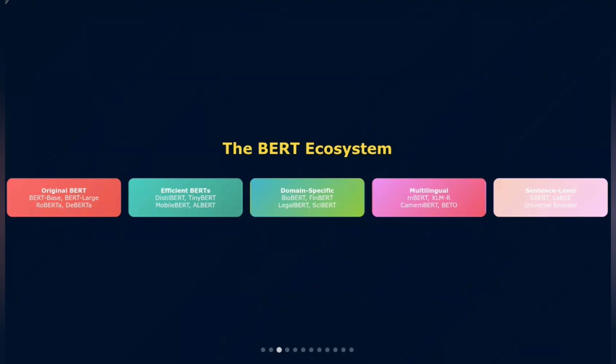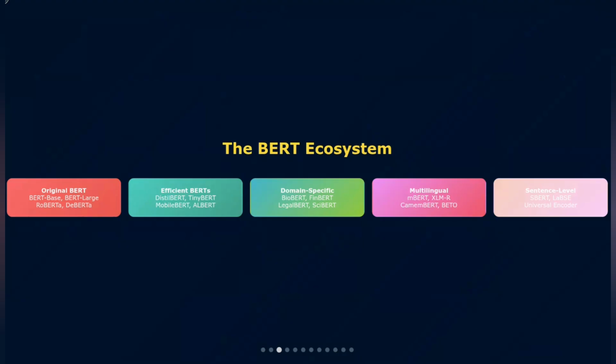Third, domain-specific BERTs, specialists trained on industry data. We're talking about BioBERT for healthcare, FinBERT for finance, LegalBERT for law, SciBERT for scientific research, and many more niche variants. Fourth, multilingual BERTs, the polyglots that break language barriers. This category includes mBERT for general multilingual tasks, XLM-R for cross-lingual understanding, and language-specific variants like CamemBERT for French, BETO for Spanish, and IndicBERT for Indian languages.